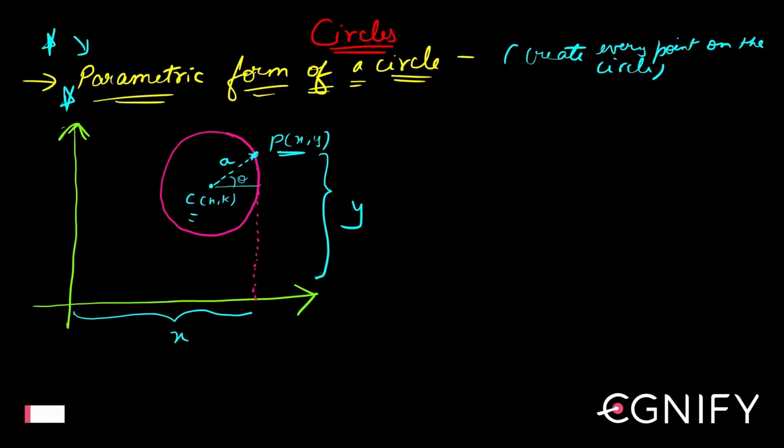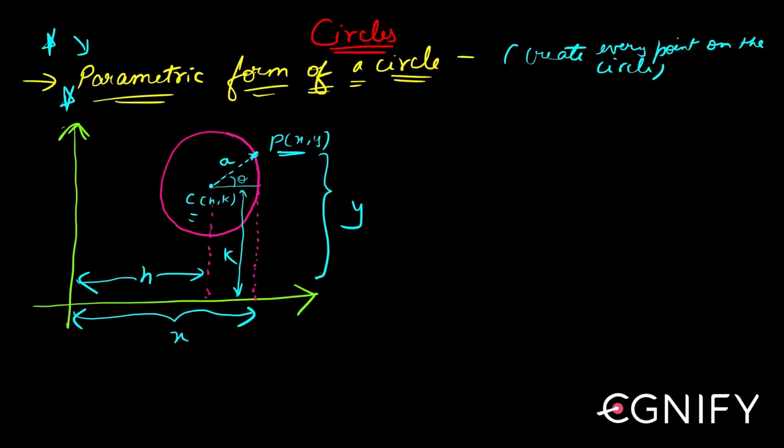Coming to the center now, when you drop a perpendicular, the center is at h units away from the y-axis. So this distance is your h, and this was your x. And what is the height of the center? Well, the height of the center is very understandably this k. It's k units above.